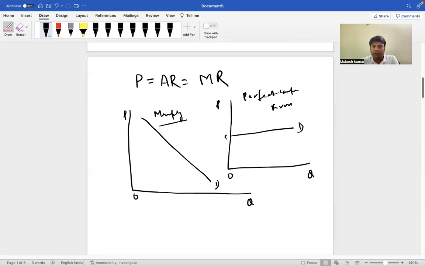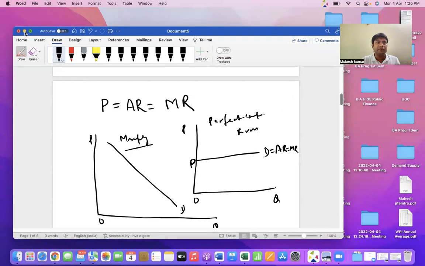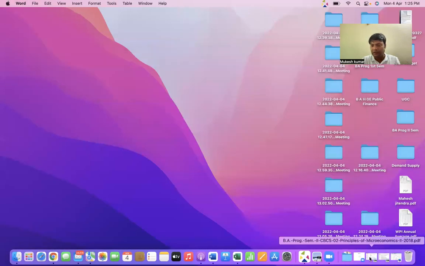And also here that is the price, and that becomes equal to average revenue, and that becomes equal to marginal revenue in the case of the perfect competitive market. But we will see in the case of the monopoly what happens to the marginal revenue and the relationship between average revenue and marginal revenue here.